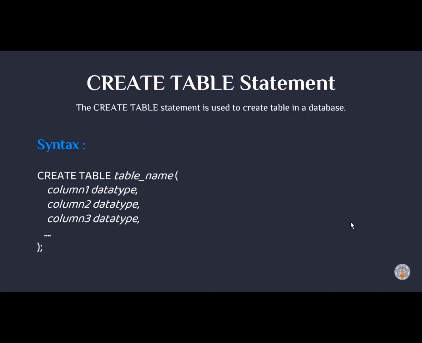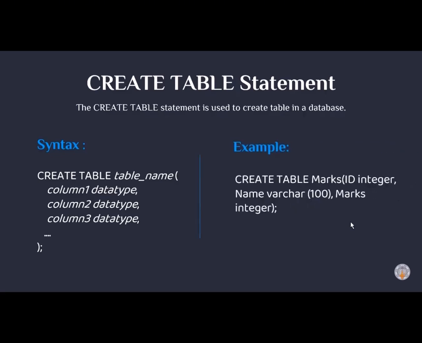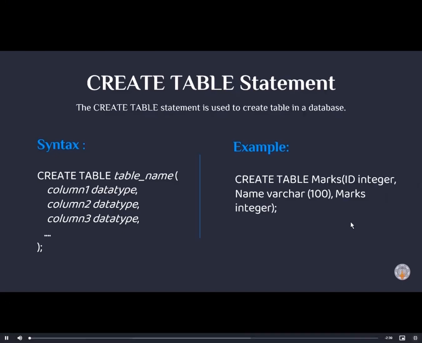Let's see an example of a create table statement. So this is the example of a create table statement. Create table will create a table by the name of marks with 3 columns, that is ID, name and marks. ID will store the data in the format of integer, name will store the data in the format of characters, the size of character is 100, and marks will store the information in the format of integer.